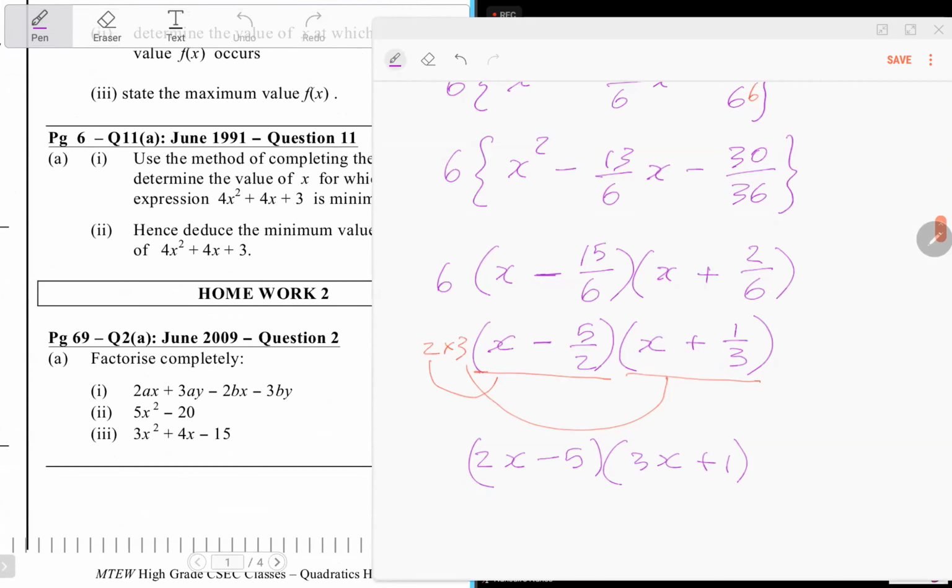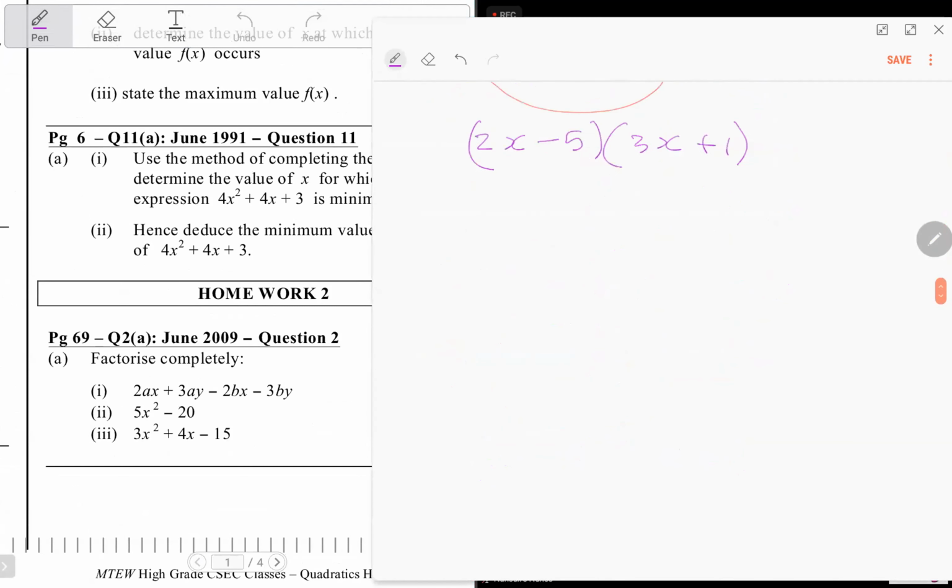3x squared plus 4x minus 15. Do that one. All right, 3x squared plus 4x minus 15. I'm not sure of another way to factorize the quadratic, right? So you can use the one way, split the middle term. I can do this one. You go back to the video later and decide what you prefer.